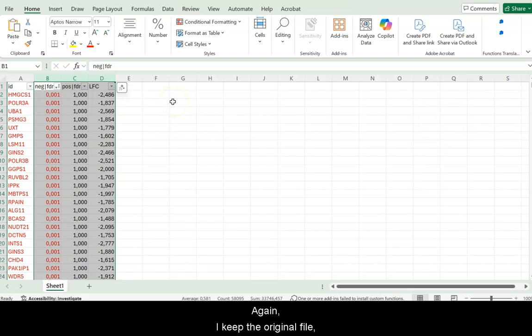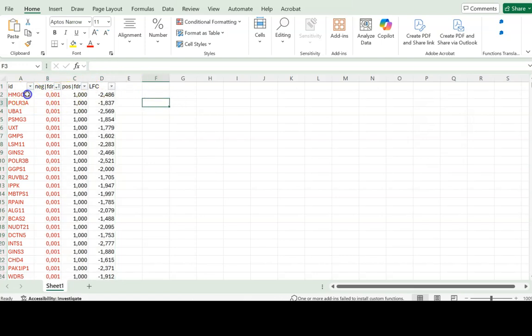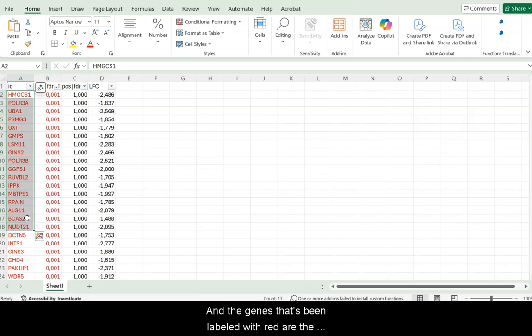Now, again, I keep the original file, but this is the one I would go and use for further analysis. The genes that have been labeled with red are the genes that are significant in our readout, and those are the ones that in the later videos in this playlist I'm going to show you how you can use different analysis tools to go into.